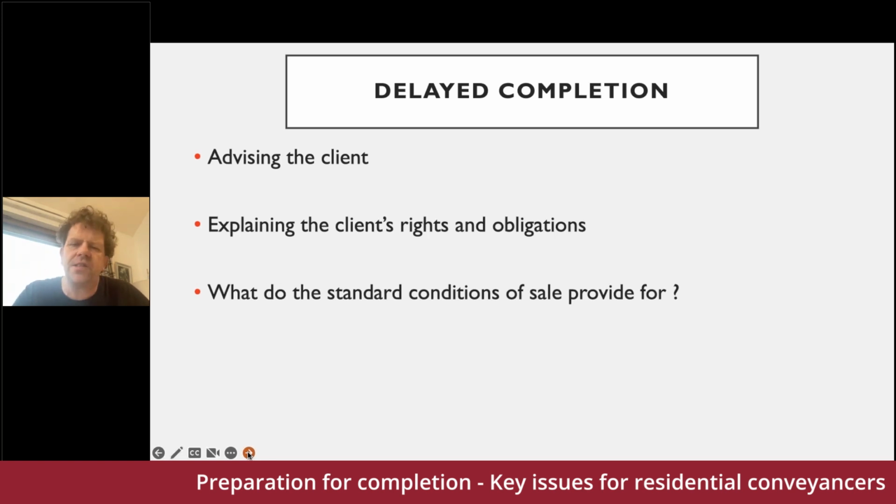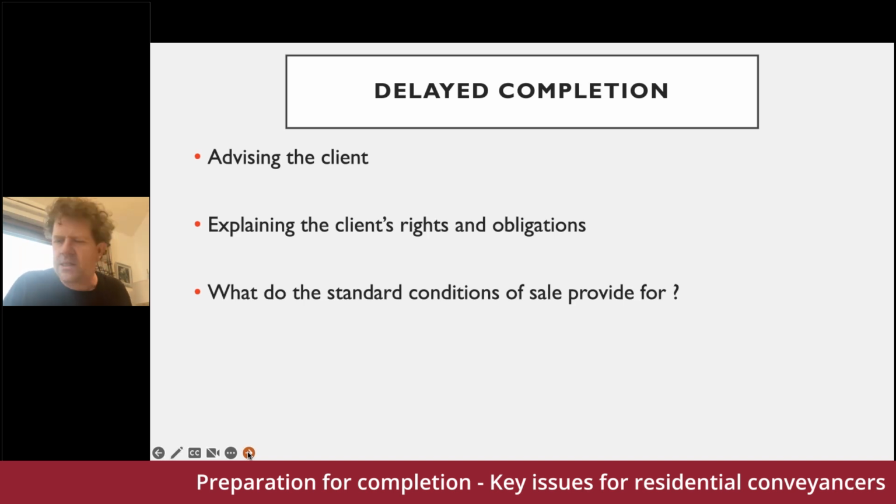Next thing, have a look at the standard conditions of sale and determine what is to happen with regard to a notice to complete. You can bring proceedings for specific performance without serving a notice to complete, but remember what I said earlier about specific performance being an equitable remedy and therefore not being automatically an entitlement for an innocent party to a breach of contract claim.